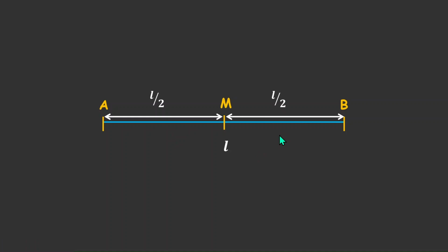So let's take a line segment, say AB, of length L, and let's take a point M right in the middle of it, such that this is the midpoint. And since it is the midpoint, it will divide the line segment in two equal parts, and this is L by 2 and this is L by 2. And when this happens, we call this M as the bisection point, because it cuts in two equal parts.